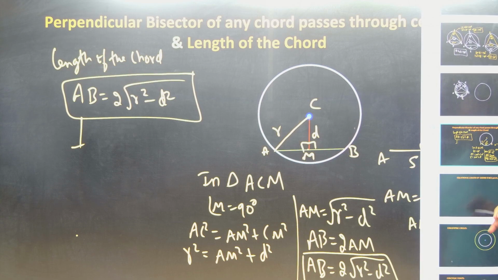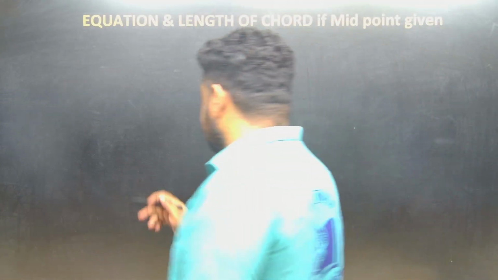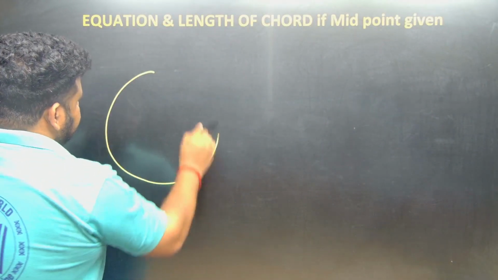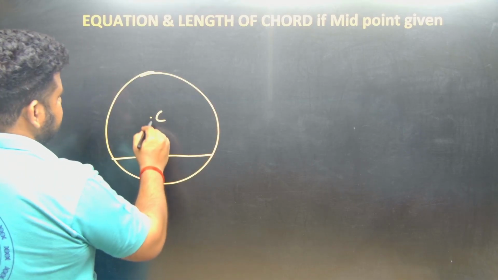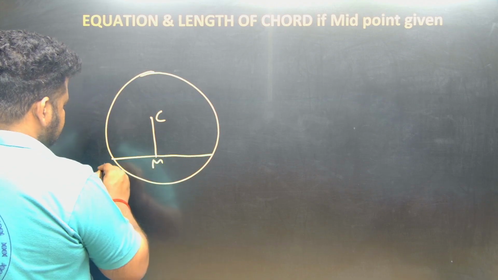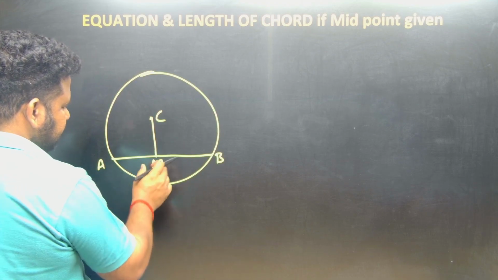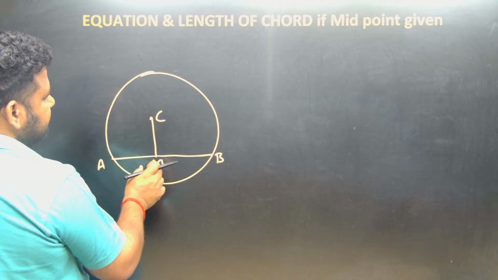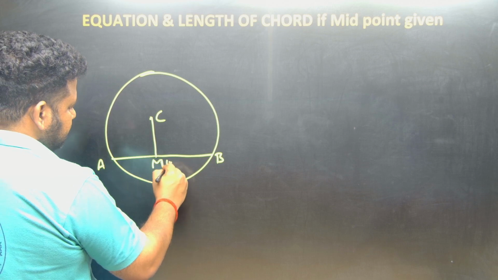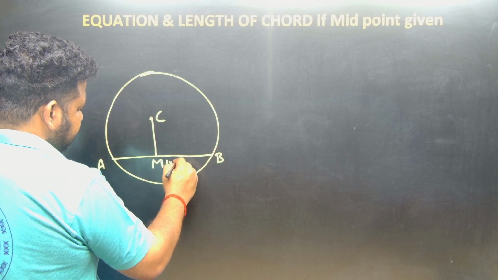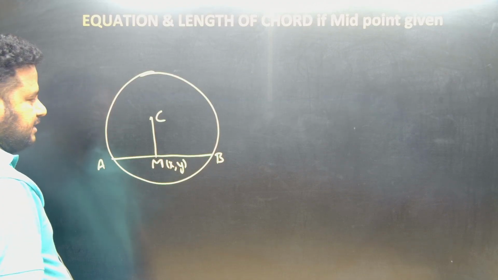Okay, now see here, suppose the midpoint is given. This will be the center, and this is AB. Let this M be the midpoint, let it be x comma y. Midpoint is given. Then they are asking you to find the length and equation of the chord.